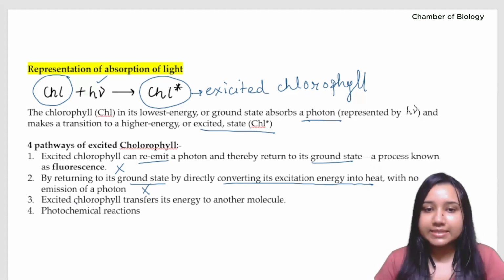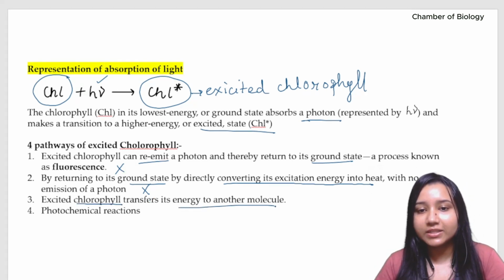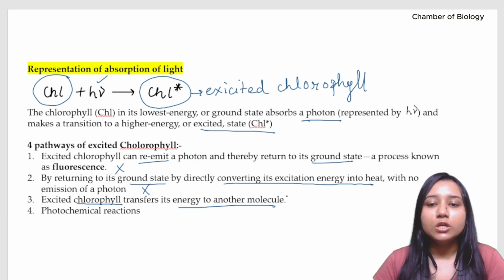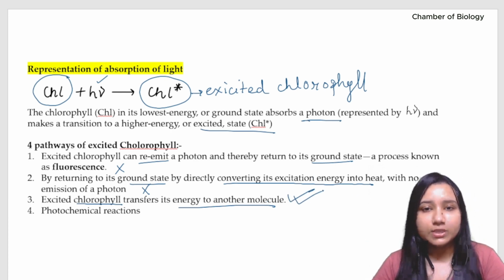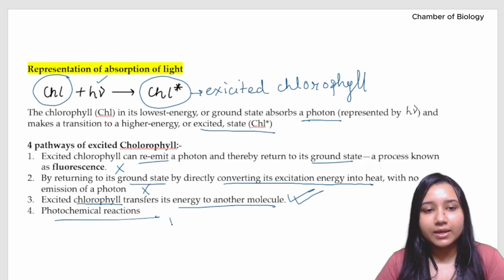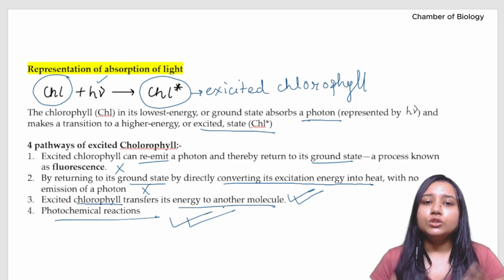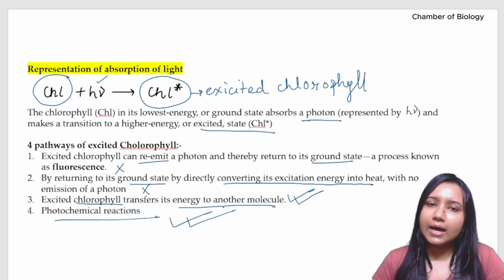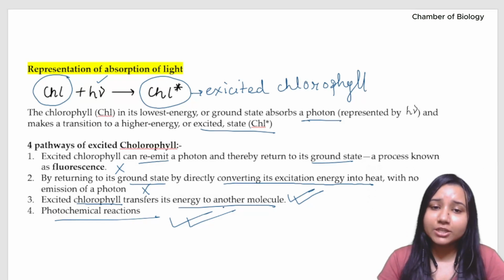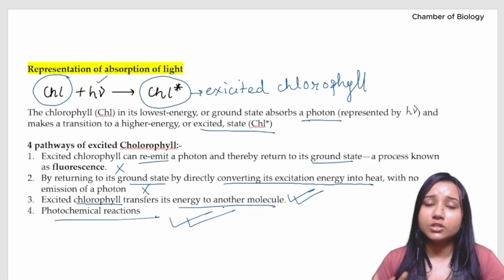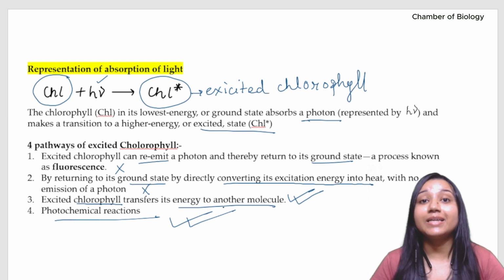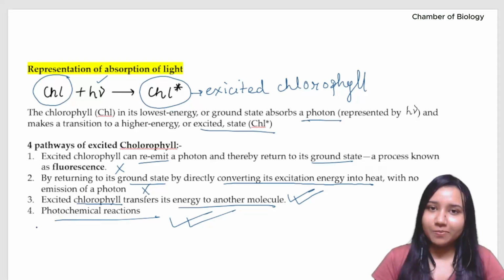Rather, we can see the excited chlorophyll is going to transfer the energy to another molecule. So this is also done during photosynthesis and also in photochemical reactions. So where is this chlorophyll, where does this photochemical reaction take place, and how does this energy transfer take place? Everything takes place in an organelle, the special body we know.